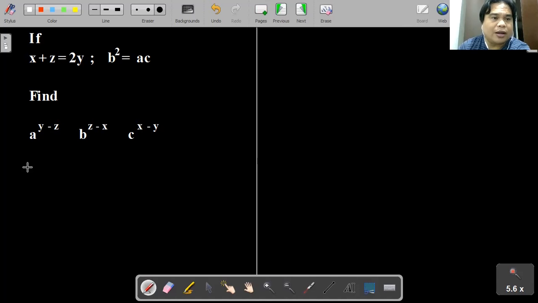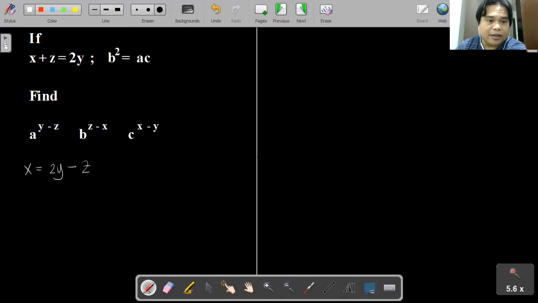Okay, so we have two conditions here. It says that x plus y is equal to 2y and b squared is equal to ac. Then we are asked to solve for a to the power of y minus z, b to the power of z minus x, multiplied by c to the power of x minus y. The first thing I'll do is use the first equation and express x in terms of y and z.